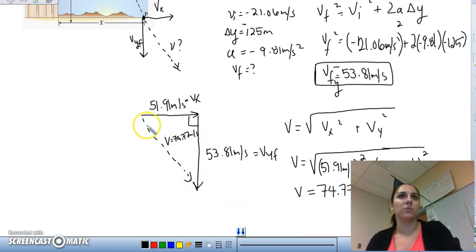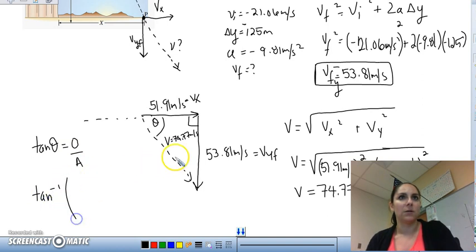And to get the direction, we have to get the angle. Now, the angle I want is not this one down here, but the one in reference to the ground, right? Because how is it going into the ground? So I want this angle. Now that we have three sides of the triangle, you can use any trig function. But what I'm going to do is tangent of the angle equals opposite over adjacent. So inverse tan of my opposite, which is the 53.81, and then the 51.91 goes underneath.